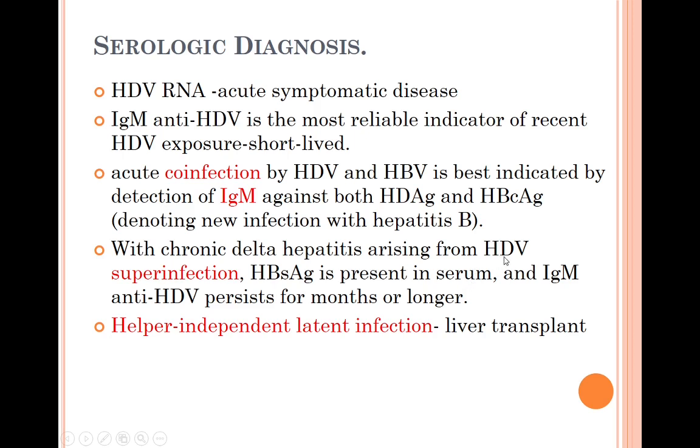I told you that a superinfection is mostly in hepatitis B virus carriers. That means they will have this in the serum for more than 6 months. Okay, so superinfection happens in the carrier HBV patients, and IgM anti-HDV can persist for months or longer. Most of these cases, because it's a systemic infection, even if a liver transplant is done, the transplanted liver may again get infected by the same viruses.